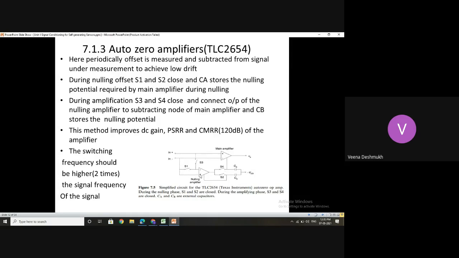Here the negative voltage which is coming to the non-inverting terminal, and this switch is closed. So these two are shorted. Now whatever comes here is nothing but the offset voltage because these two are shorted. So the output you get is nothing but the offset voltage. This offset voltage comes to the input of S2, and because the switch S2 is closed, the capacitor CA gets charged to this offset voltage. So capacitor CA is holding the charges proportional to the input offset voltage of the main amplifier.